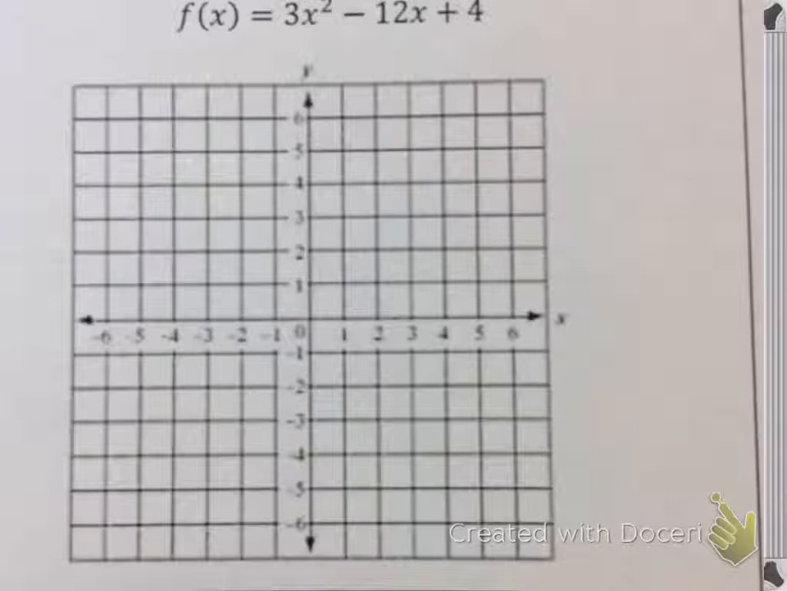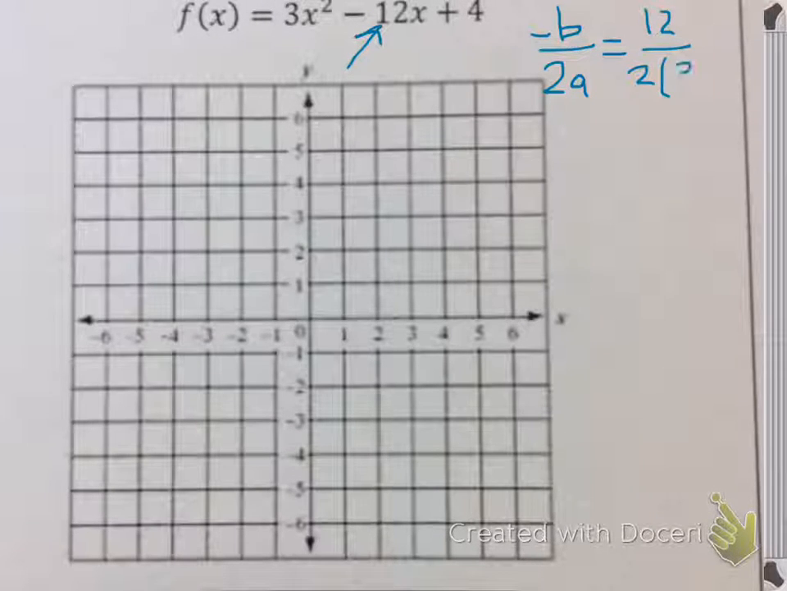Alright, that next example is 3x squared minus 12x plus 4. And again, I'm going to start with the same formula of the opposite of b over 2a. The opposite of b is a positive 12. And then 2 times a would be 2 times 3, which is 6. So I have 12 divided by 6, which is the number 2.